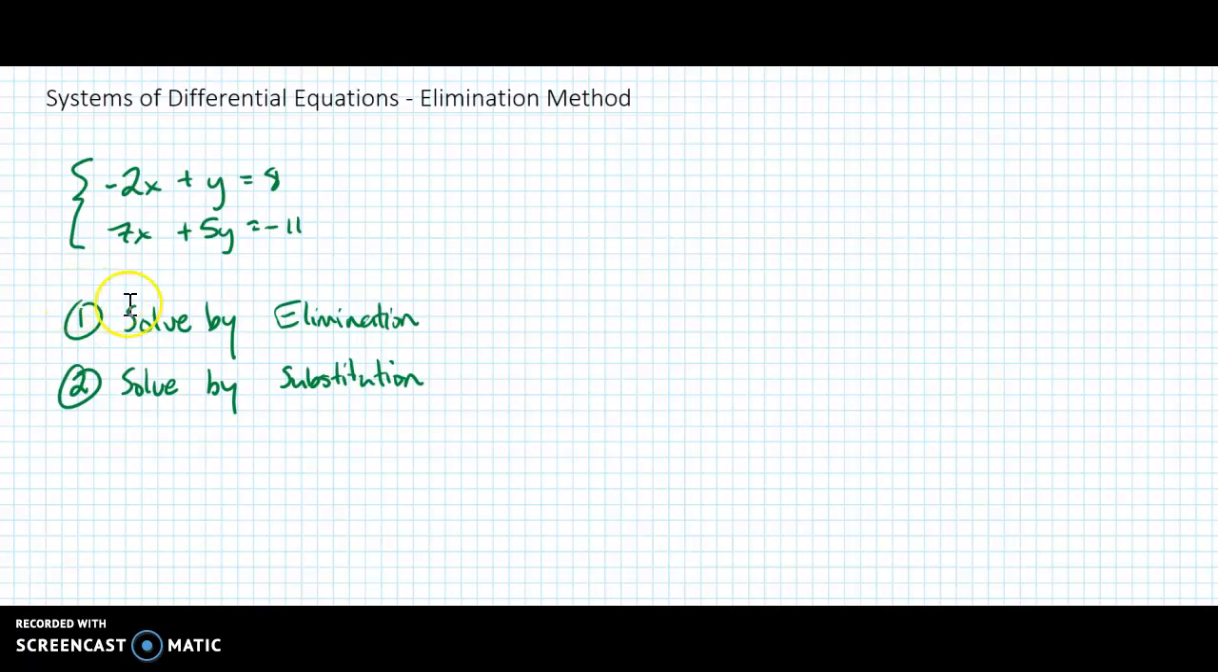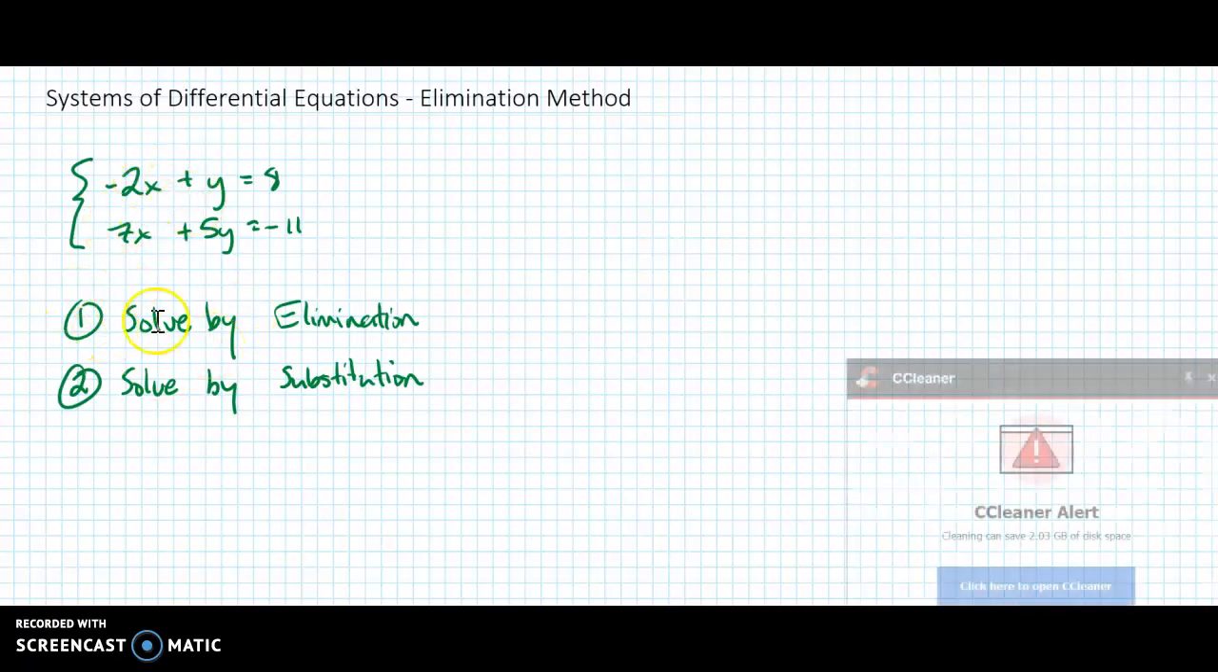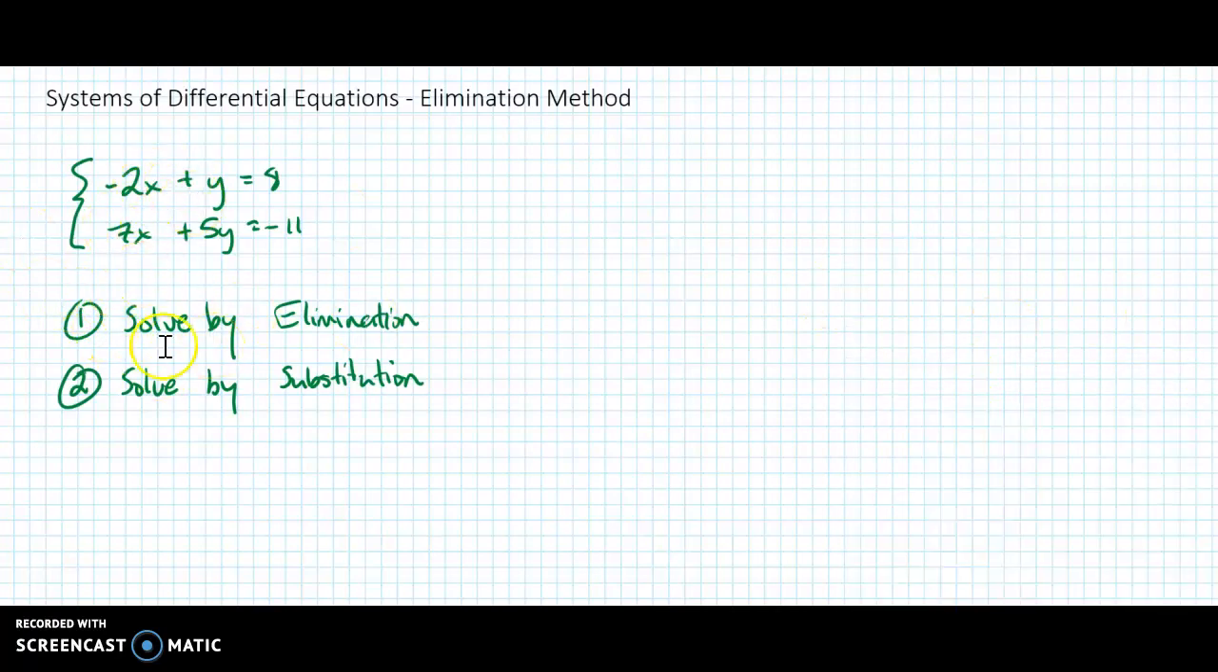So what I want you to do first is solve this system in two ways. First, by elimination, and second, by substitution. So do both ways. I'll hit pause, and I want you to hit pause as well. Do it, and then we'll come back and check your work.